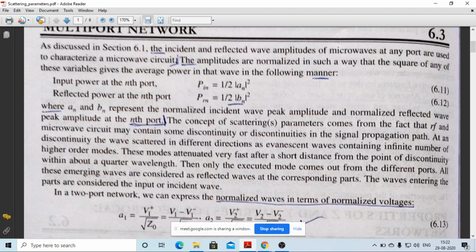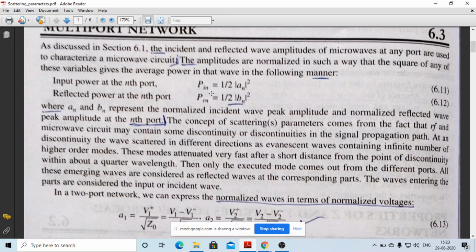PRn, that is the reflected power at the nth port. Nth port means, let us suppose if it is port number 1, then it is PI1 and PR1. So I is for incident and N is the port, and correspondingly there are A1, A2, B1, B2, B3. You must remember that A is related to the incident power or incident wave, and B is related to the reflected one. So here you can say that An and Bn represent the normalized incident wave peak amplitude.